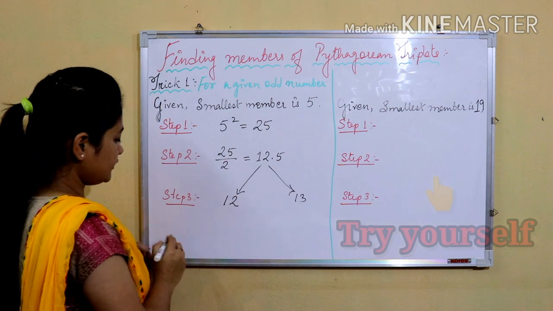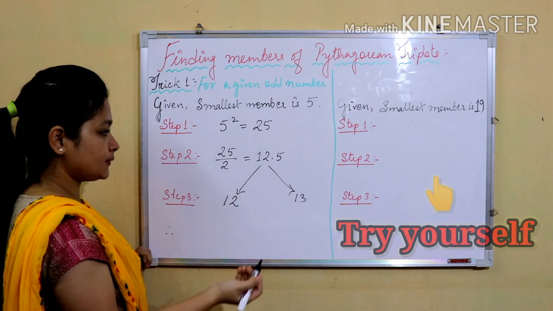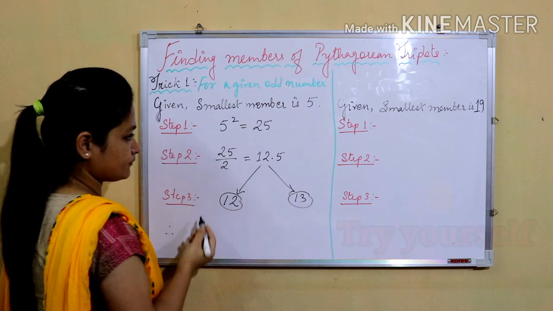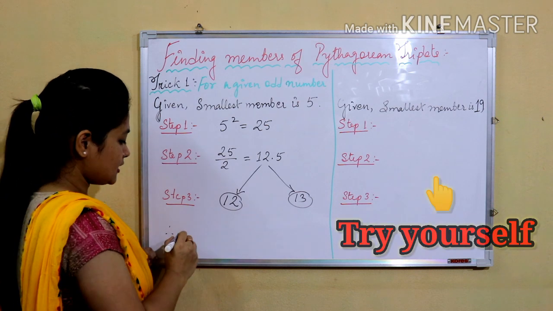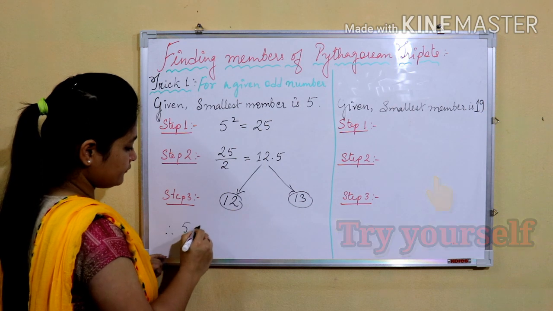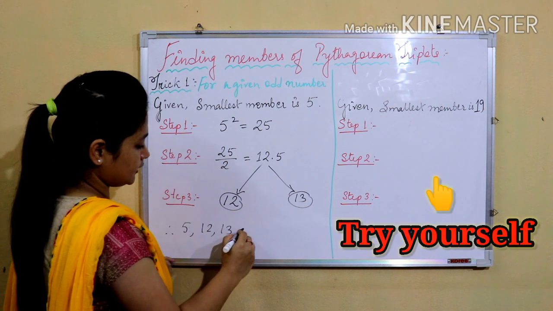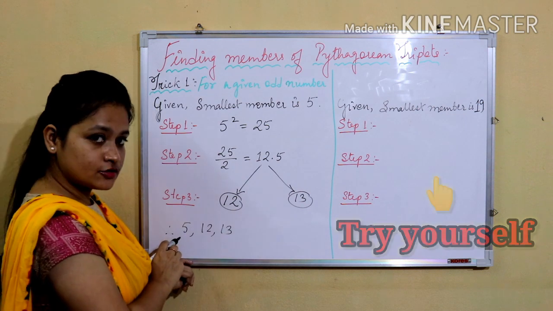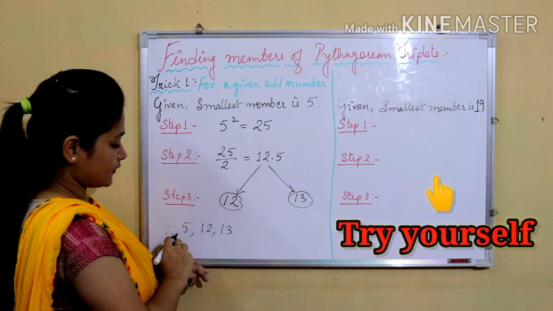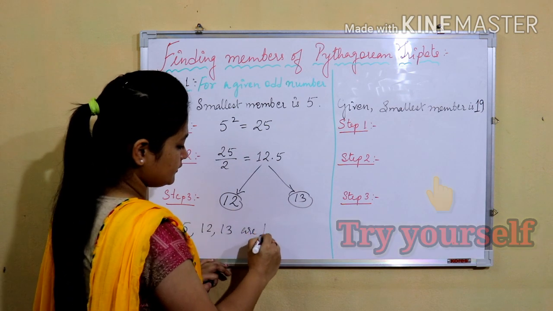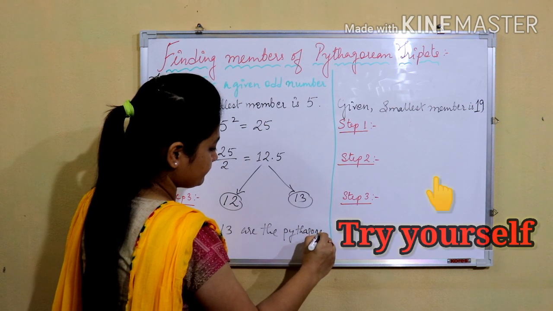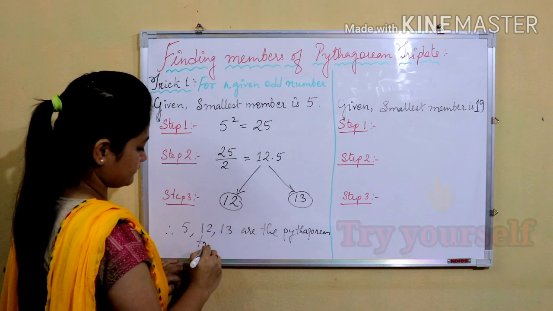So hence we got our other two members. We got 12 and 13. Is it easy? Yes. So the Pythagorean triplets are 5, 12, 13. 5 was given to us. We have found out the other two members in this way. So 5, 12, 13 are the Pythagorean triplets.